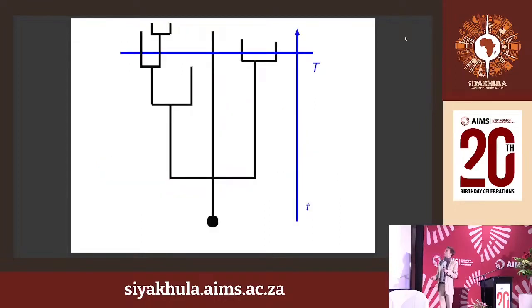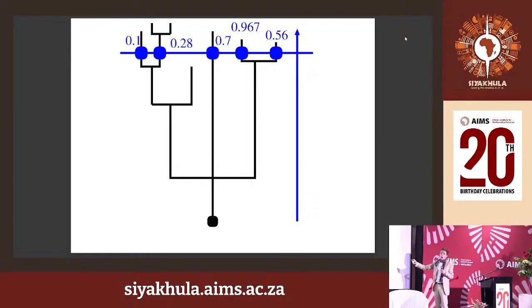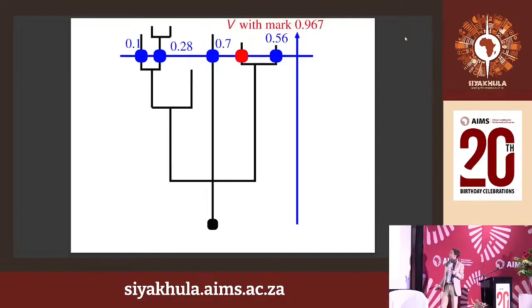We have this very nice tree, slightly different. We have all those individuals alive at capital T. We give all of them their random marks: 0.1, 0.28, oh, here's one, 0.967, obviously the largest one. So this individual is now V. And let's look at its ancestral lineage, right? Like I just said, that's this one.